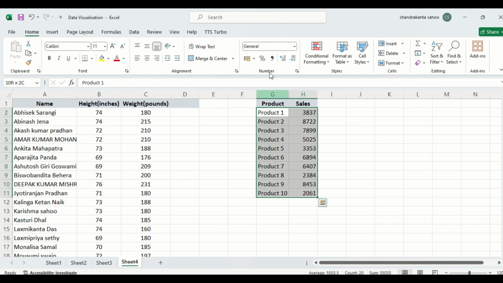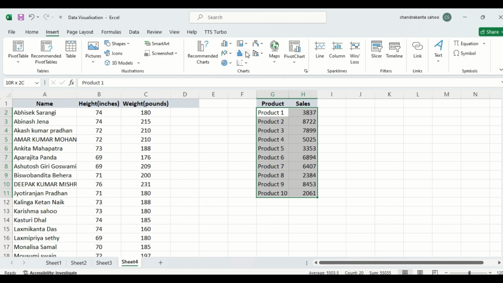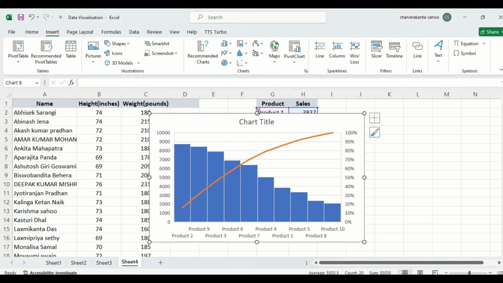Let us insert the Pareto chart. This Pareto chart, you see, these are the products. But these products are not appearing in ascending order. First one is product 2, then 9, then 3. Why is it happening? Because in case of the histogram, the numbers were appearing in ascending order, whereas this is not the case.